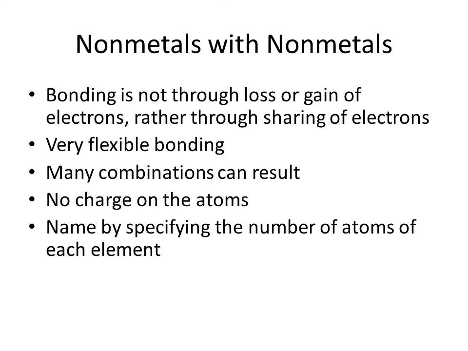Nonmetals bond with nonmetals, but it's not through the formation of ions. There's no charge on nonmetals in combination with nonmetals. We have very flexible bonding when you have nonmetals bound to nonmetals, and so you have a huge number of combinations. Because there's no charge on the atoms, there's no way to identify what your formula is unless you tell how many atoms are of each element in the compound. So what we do is we name by specifying that number.